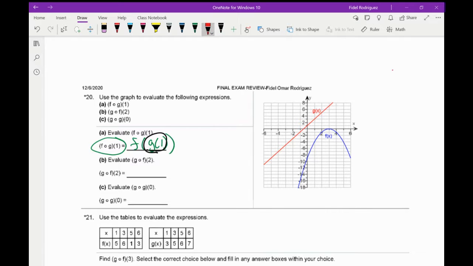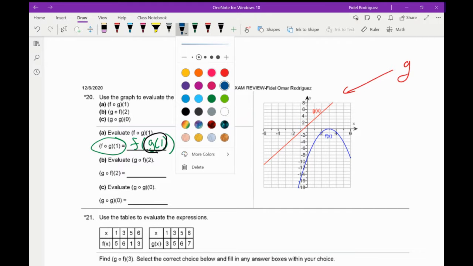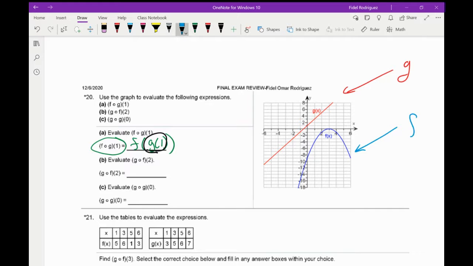So g of 1 is, that's my g, and let's see if I get something that looks a little bit more blue. And this one here is our f. And so what we're going to do is go to when x is equal to 1, which is right here, and I'm going to go up to the function of g until I hit it. And when I go to the left, it looks like we're getting 3. So that just tells me that g of 1 is equal to 3.